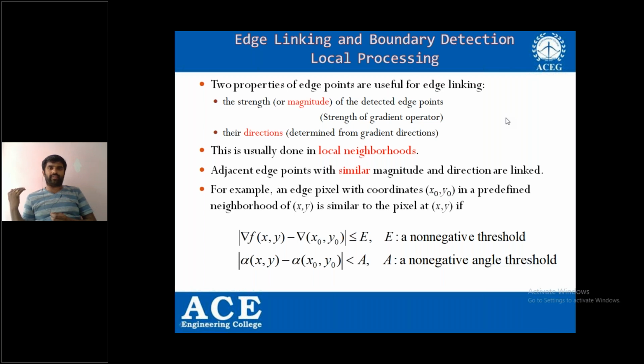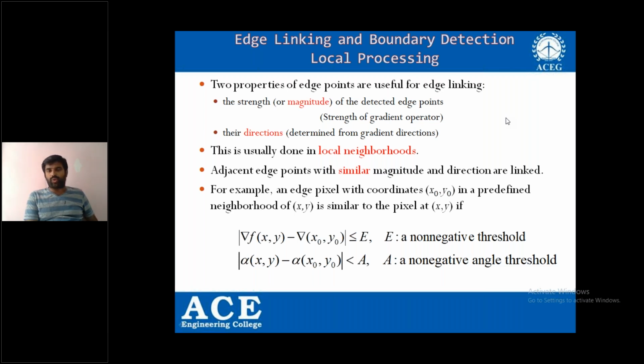Whenever you apply the gradient operator to detect the edge, ultimately you can find some magnitude of the gradient operator at the edge point. At the edge point, you take the gradient operator and the direction of the gradient operator. That is, whether it is moving downwards or upwards or in other directions. Based on that only, I can decide the boundary, right? So here, we consider two basic properties: one is the magnitude of the gradient operator, the other one is the direction of the gradient operator.